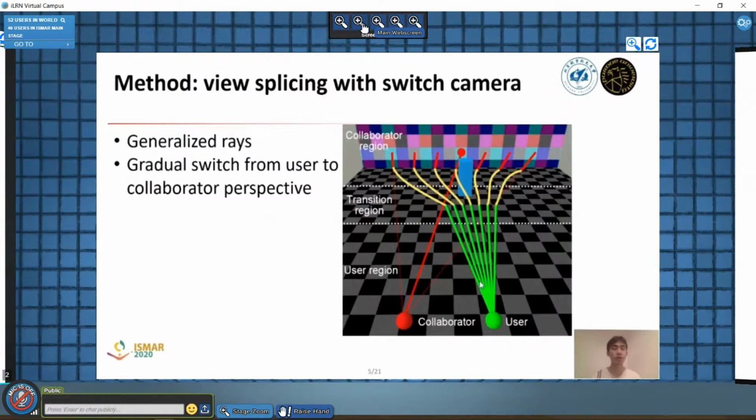We render the user visualization with a novel multi-perspective camera, which we call the switch camera. A switch camera array consists of 2 line segments connected with an arc. The rays start at the user viewpoint and then they bend to align with the collaborator rays. This way, the user region, which is shown from the user viewpoint, and the collaborator region, which is shown from the collaborator viewpoint, are seamlessly connected over the transition region.